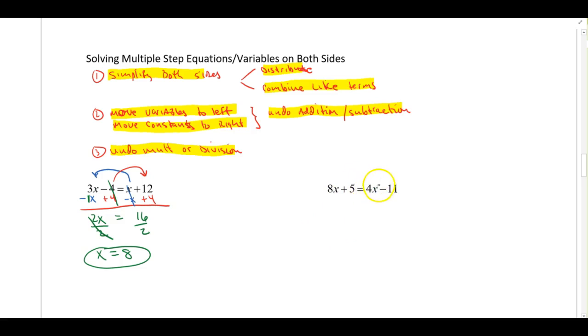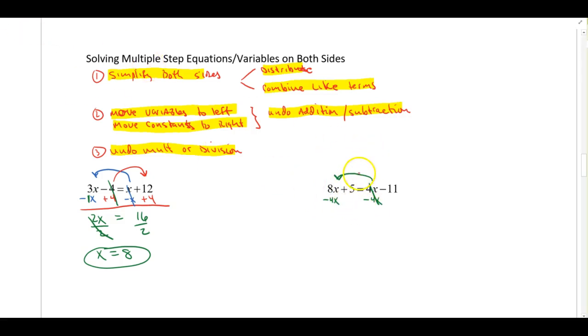So the next one, right? Very similar. I have to move my variables to the left side, so I have to get rid of 4x here. How do I get rid of it? Since it's positive 4x, I'm going to subtract it. They should eliminate. The like term on the left side is the 8x, so I subtract 4x.